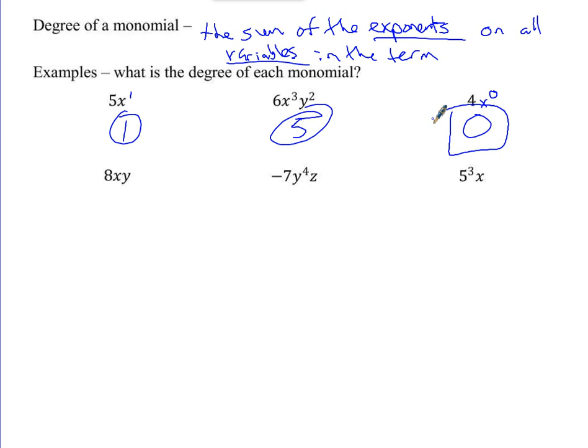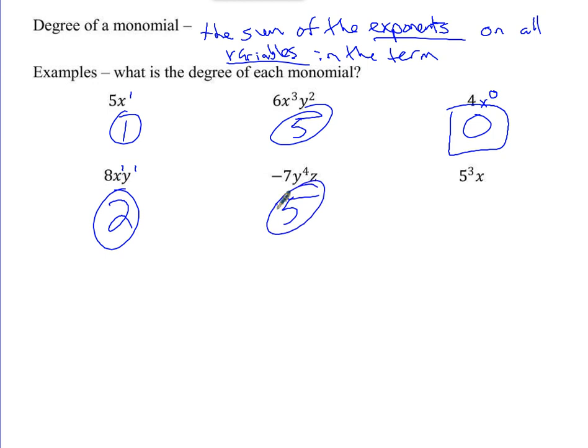How about the next one? It is 2. Yeah, because there's an exponent on that x of 1. There's an exponent on that y of 1. And then we add the 1 plus 1, and we get 2. So those missing exponents are kind of tricky. This takes practice. How about the next one? Negative 7 y to the 4th z. It is 5. Good.